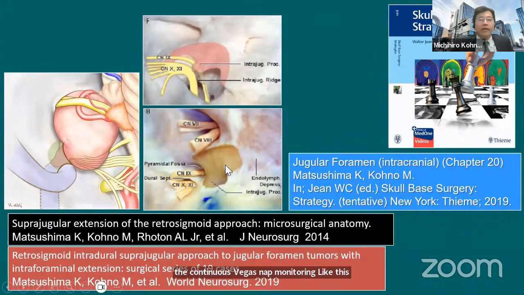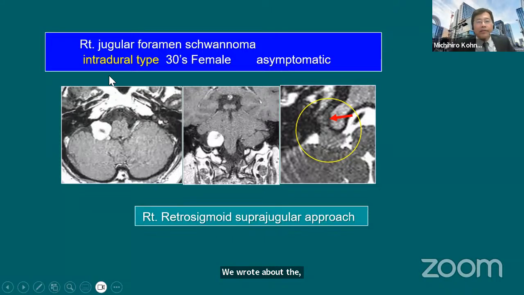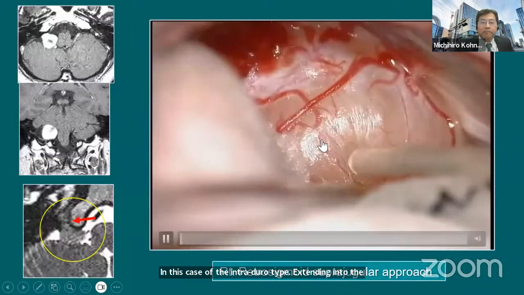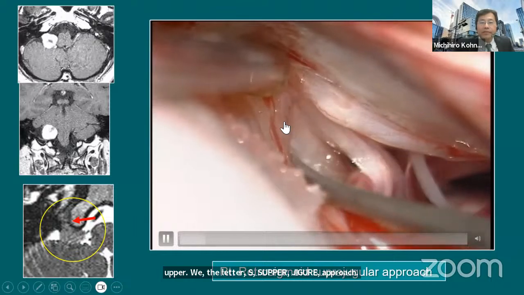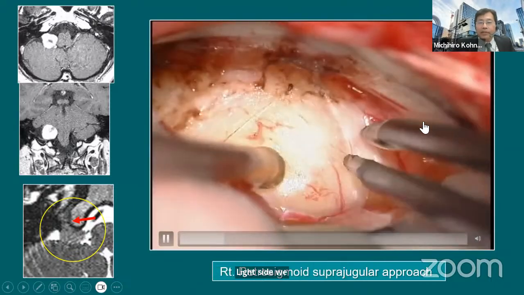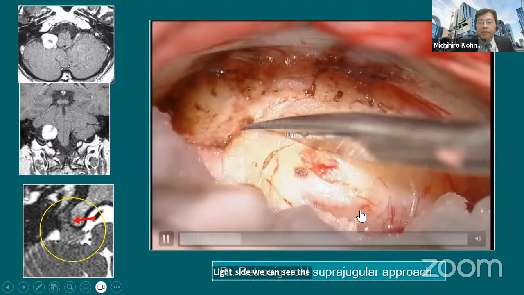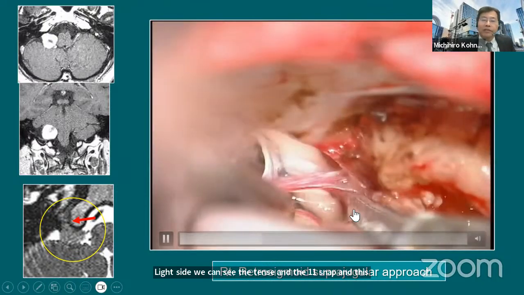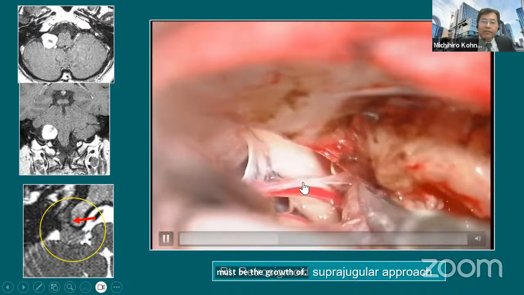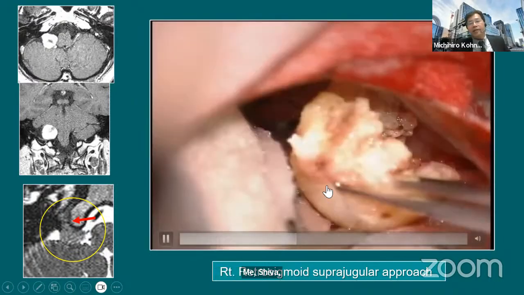We have written about the suprajugular approach several times. In this case of the intradural type, extending into the upper jugular foramen, we use the retrosigmoid suprajugular approach. Right side, we can see the 10th and 11th nerve, and this must be the glossopharyngeal schwannoma, and we can see the 7th and 8th cranial nerves.